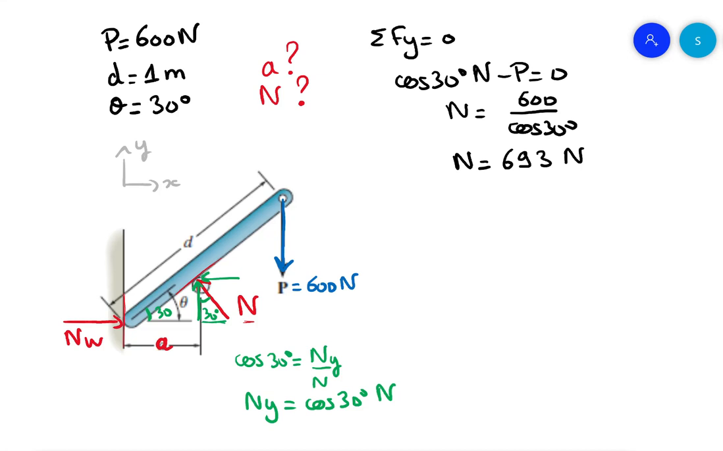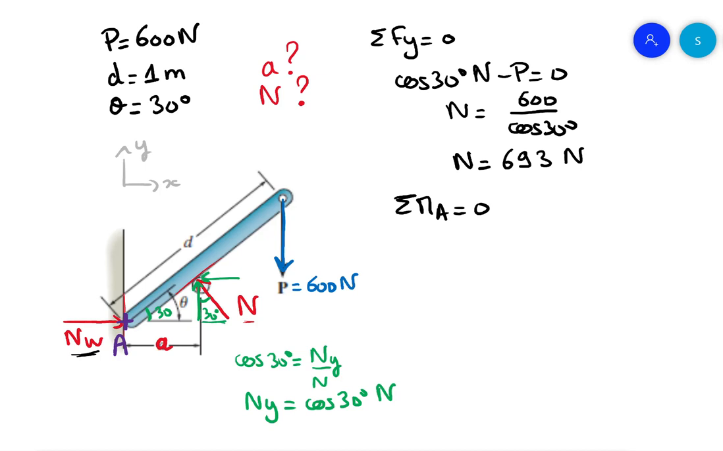And now the second question is, what is A? Okay, so A is a distance, so we have to solve with the moment. That's the only formula that includes distance. And we want to avoid solving for N_W. We could, it's just N sine 30, right? Just N sine 30 for N_W. But if we use this point, let's call this point A, and we do the sum of the moments about A, we don't even have to find N_W. So let's do the sum of the moments about the point A equals 0.